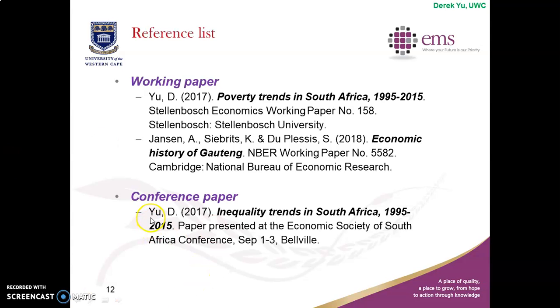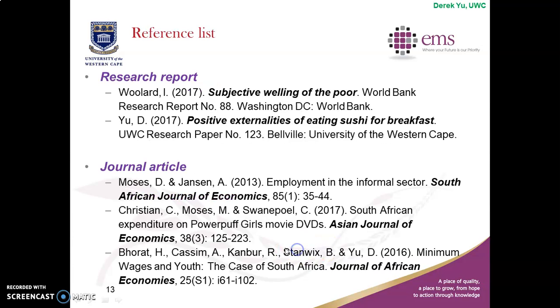And then for the conference paper, again, starting with the surname, initial, year, the conference paper title, Inequality Trends in the Country. Then after that, you have to say that this is a paper presented at, and show the name of the conference, the dates when the conference took place, and then the conference location in Bellville. Okay. What if you use a research report?